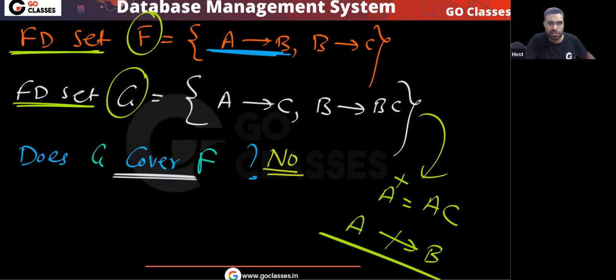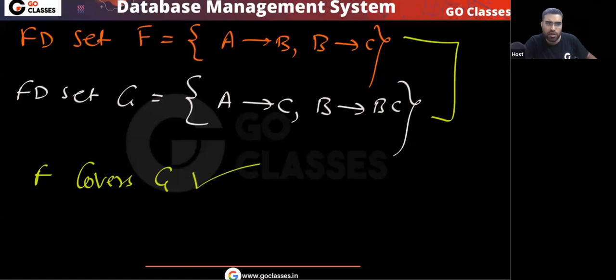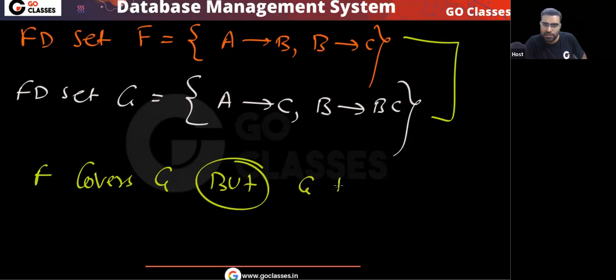Is this clear? Did you understand the concept? So in this example, you can see F covers G. But remember, G does not cover F.